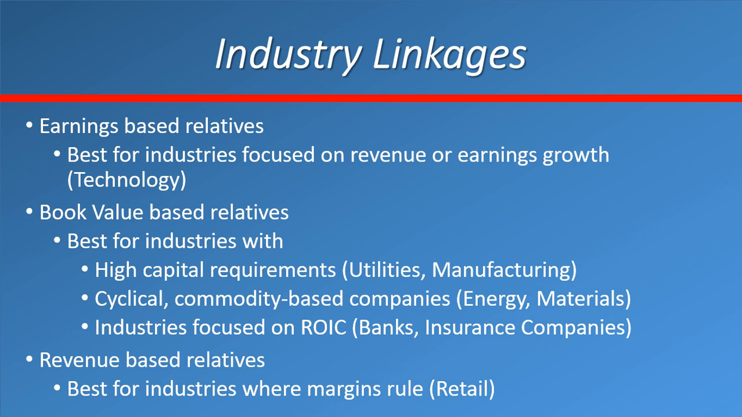And then finally, industries that are focused on return on invested capital. That's banks, insurance companies, other financial services companies. Price to book is the most common ratio they use for those firms. Firms that are really focused on return on equity, return on assets, those firms tend to use price to book values. And then revenue-based relatives are used predominantly in industries where margin is the most important factor, such as in retail. Consumer staples, consumer discretionary, those type of firms frequently look at enterprise value to revenue.